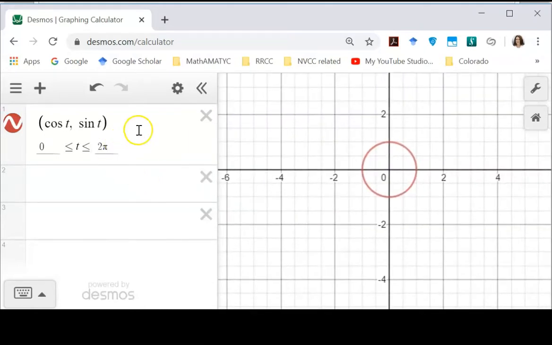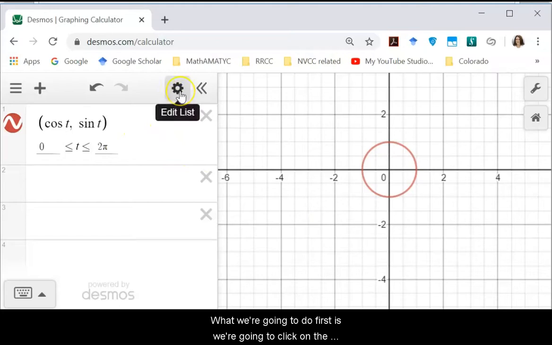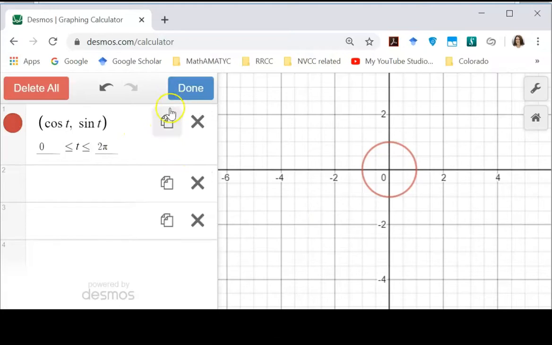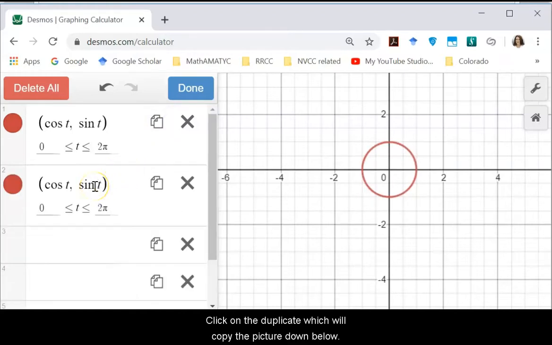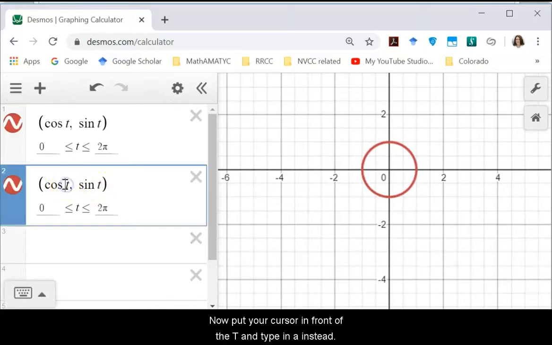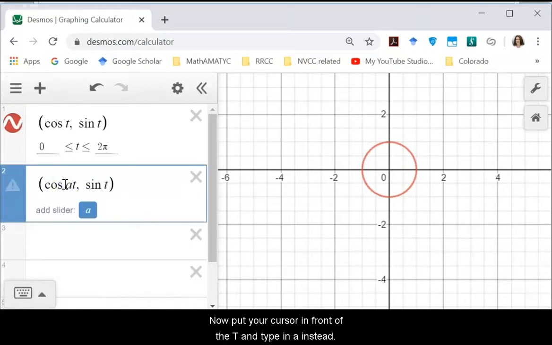In order to get the graph to do that, we have to do a little bit of a workaround in Desmos. What we're going to do first is click on the gear symbol above. This gives us a duplicate icon. Click on the duplicate, which will copy the picture down below. Now put your cursor in front of the t and type in a instead.